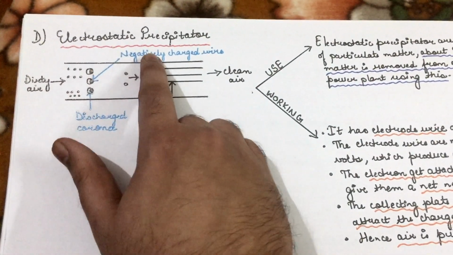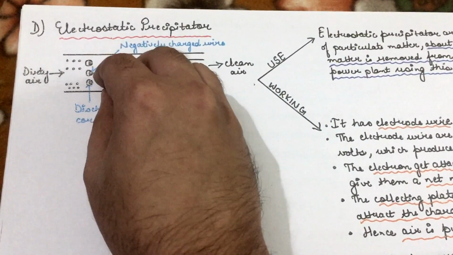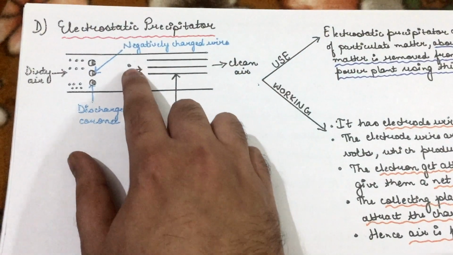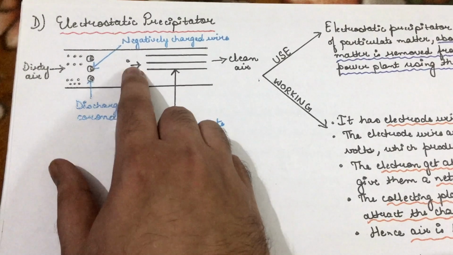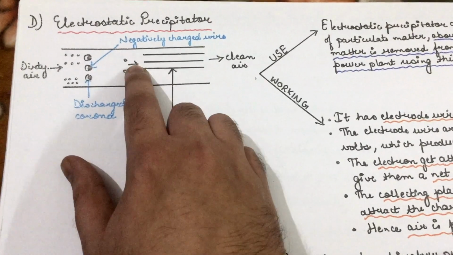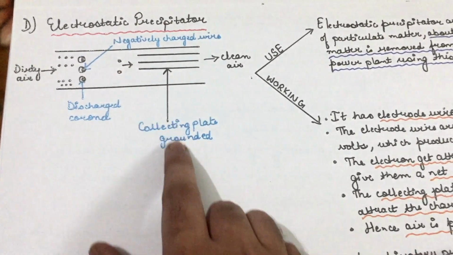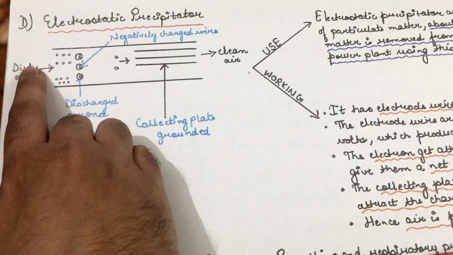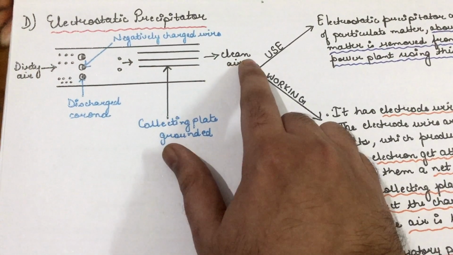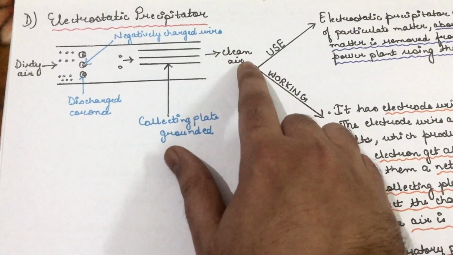This is the diagram of the electrostatic precipitator. It consists of a charged wire. This charged wire releases electrons. These electrons get attached to the dust particles and give them a negative charge. These negatively charged particles are attracted by the collecting plates, and hence when the dirty air passes through the electrostatic precipitator, the air gets purified.